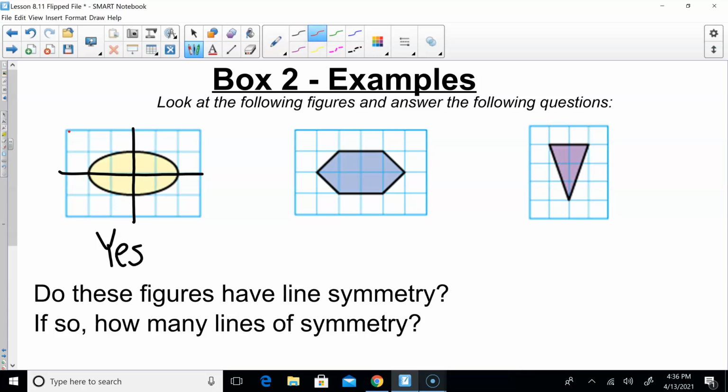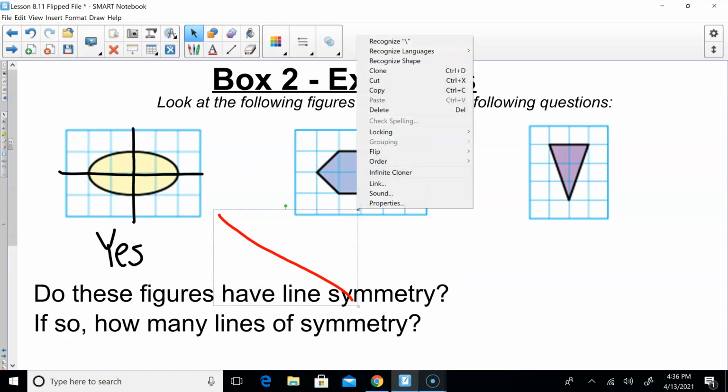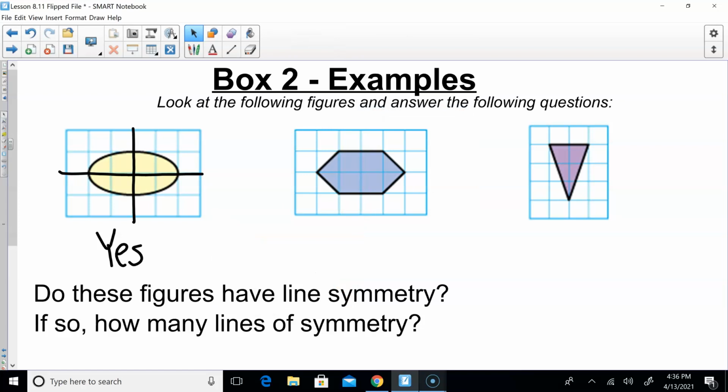If I cut it this way from this corner to this corner, would that be a perfect match if I fold it over? It doesn't look like it. This side looks a little bit longer compared to the other side. So the red line would not be one. So I'm going to take that red line and just delete it like it never happened. So it has line symmetry, and my answer is how many? It would be yes with an answer of 2.